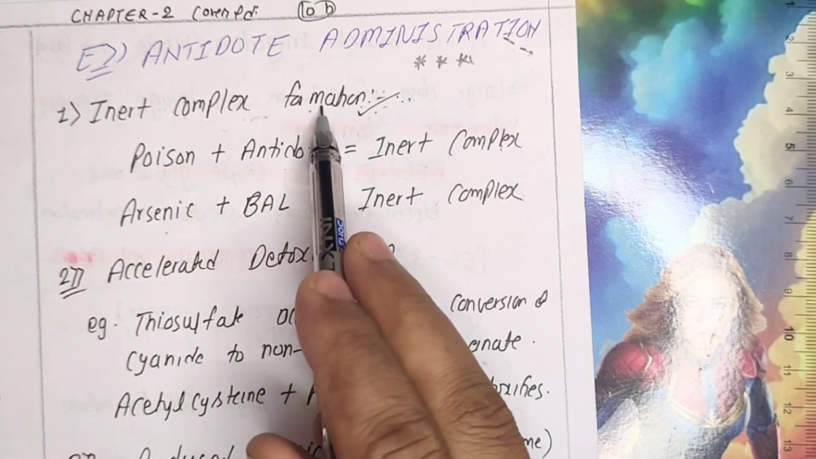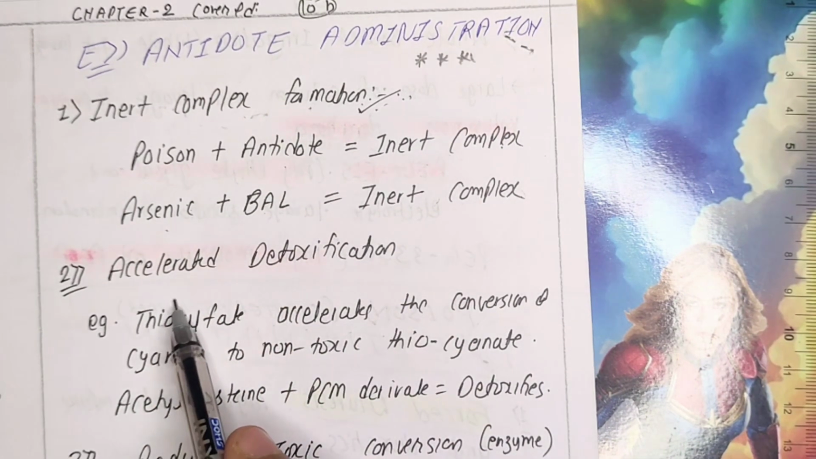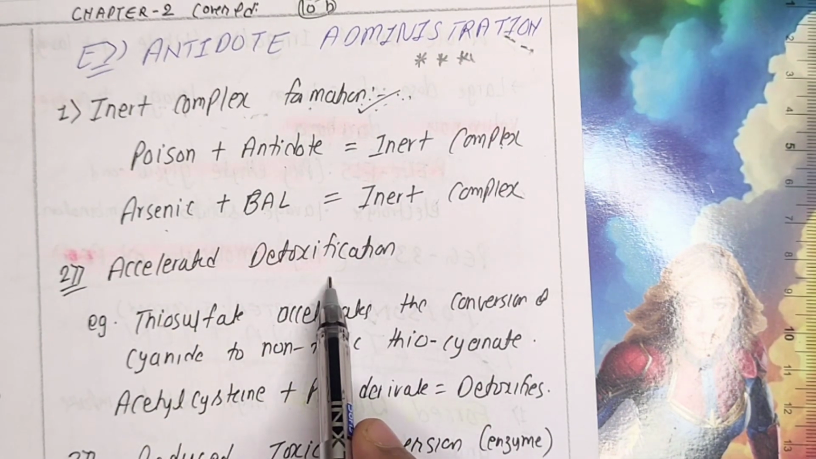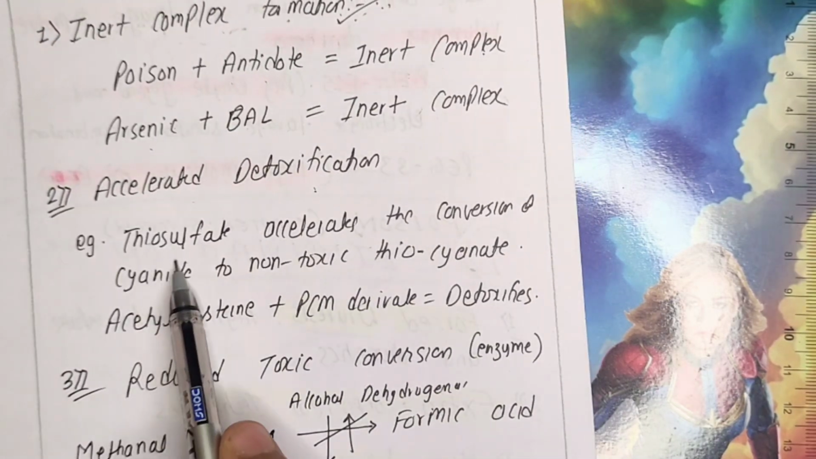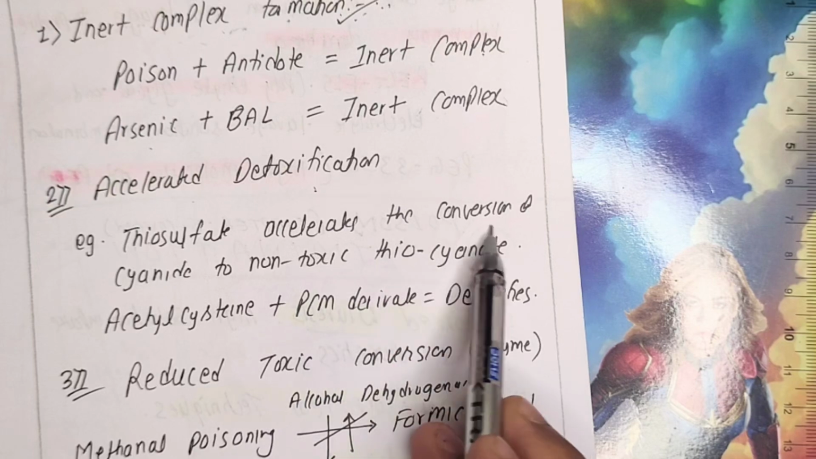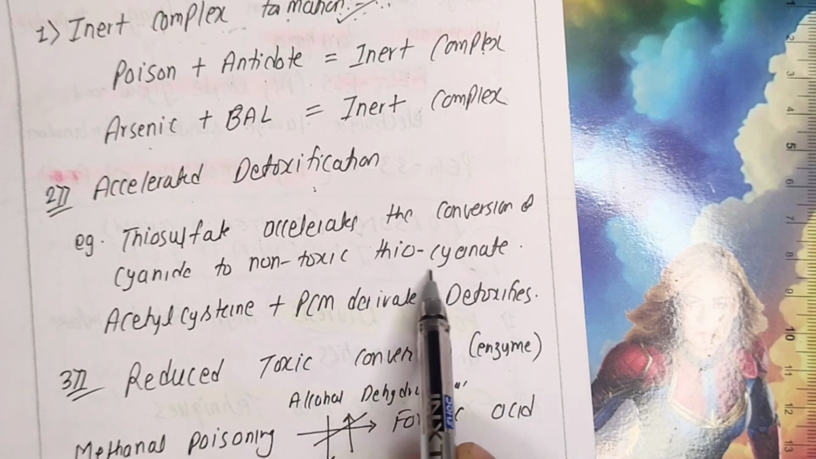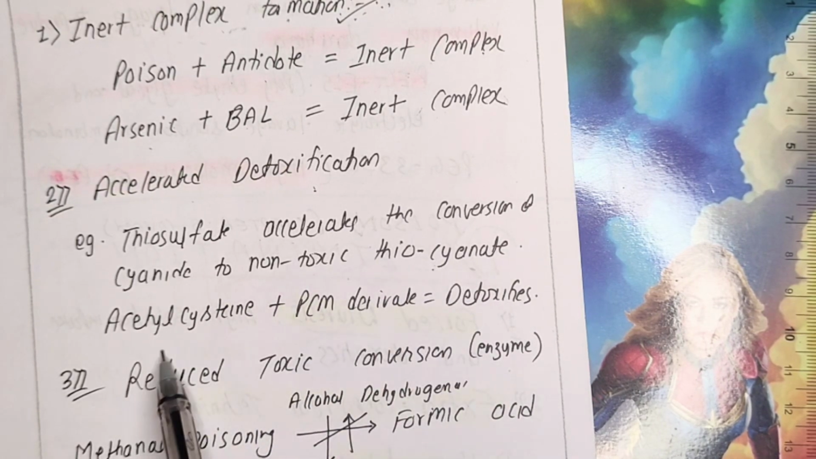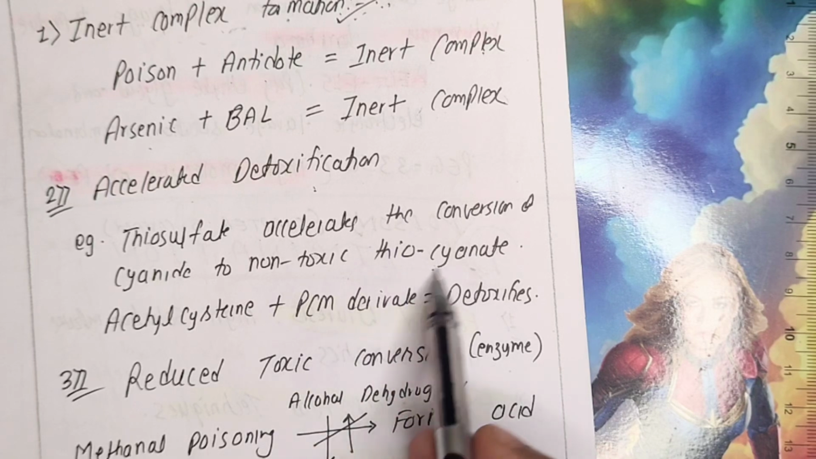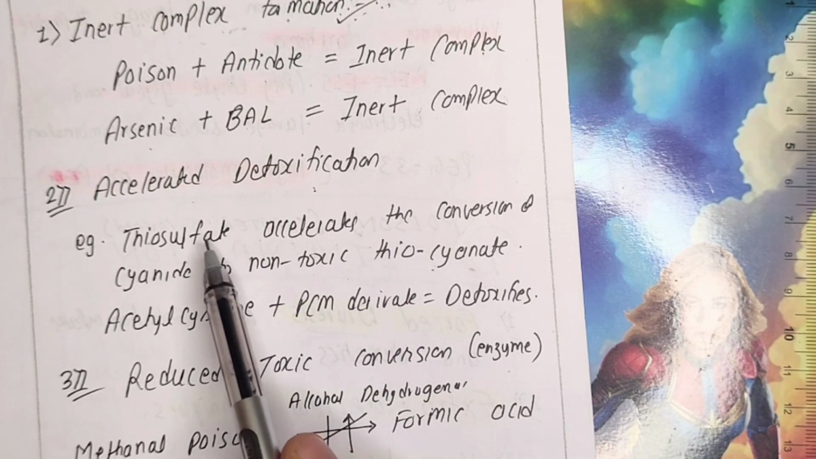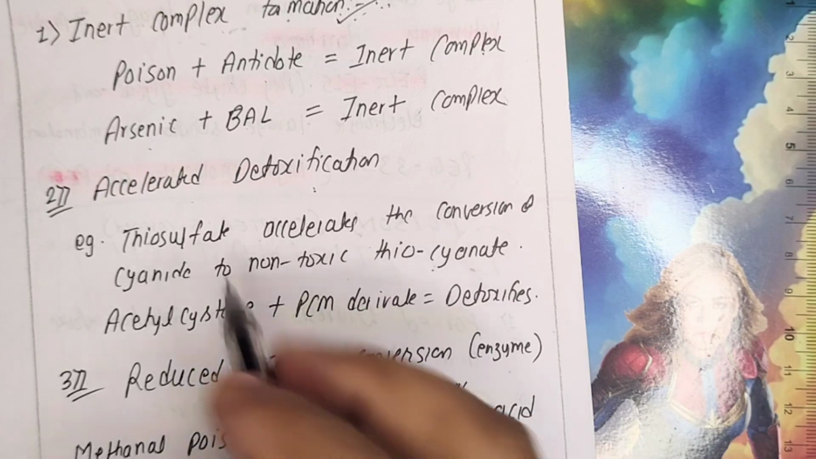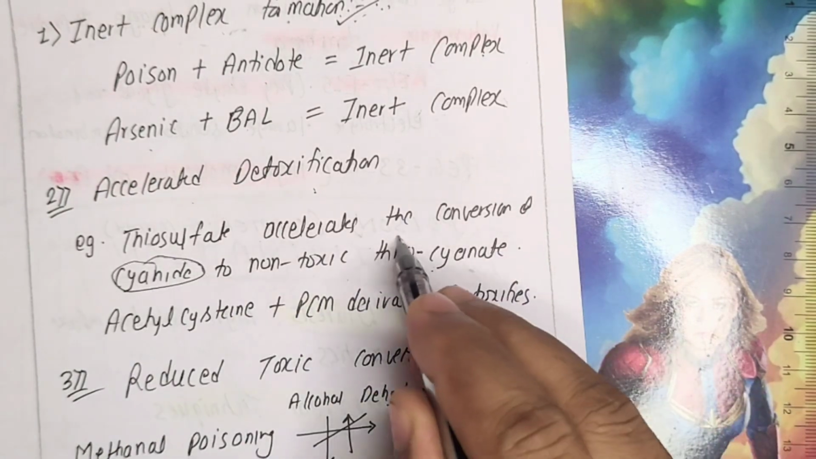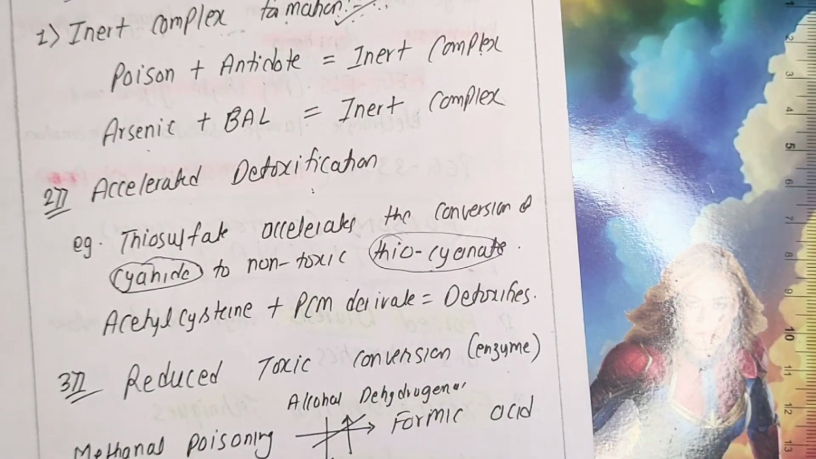So this is the first mechanism. Our second mechanism is accelerated detoxification. We speed up its detoxification process. Example, thiosulfate accelerates the conversion of cyanide into non-toxic thiocyanate. If someone has cyanide poisoning and we give thiosulfate, the cyanide will react with thiosulfate and make thiocyanate. Cyanide is harmful for our body, but thiocyanate is not. In that way we are detoxifying it.